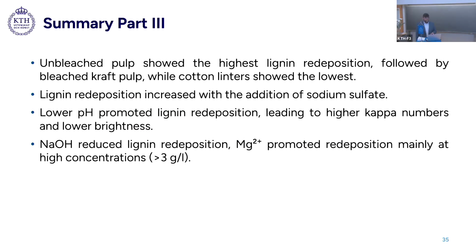In order to summarize part 3, unbleached pulp showed the highest lignin redeposition, followed by bleached Kraft pulp, while cotton linters showed the lowest. Lignin redeposition increased with the addition of sodium sulfate. Lower pH promoted lignin redeposition, leading to higher kappa numbers and lower brightness. Sodium hydroxide did reduce lignin redeposition, and magnesium ion promoted redeposition, but mainly at higher concentrations, greater than 3 gram per liter when adding it to the wash liquor.